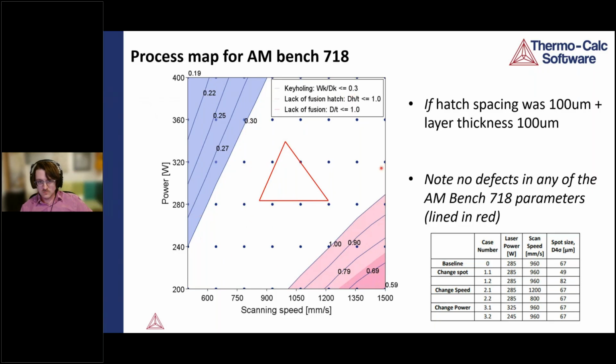And so we have this relatively large process window predicted here, and the NIST data actually all falls within this red triangle. So I've calculated a much wider parameter space than was done in the NIST case study here. But I should just note that in the NIST case study, there were no defects in any of the parameter sets that are shown here.